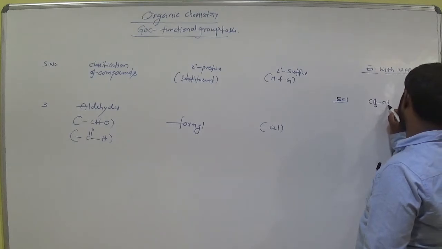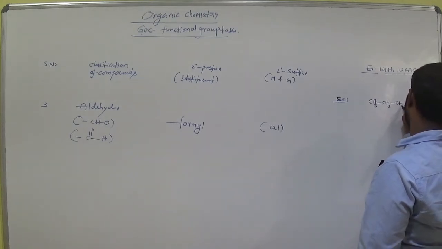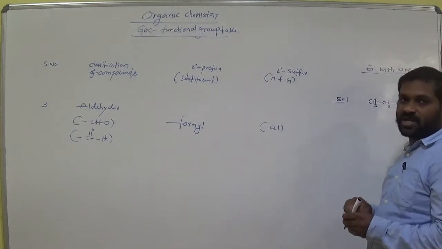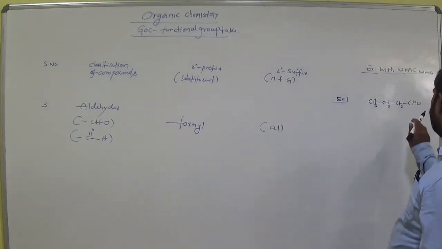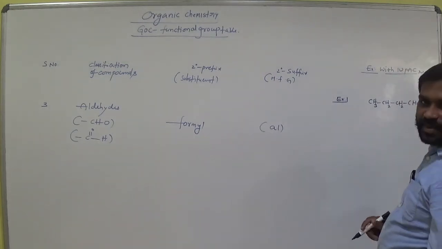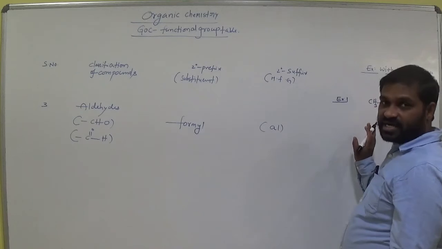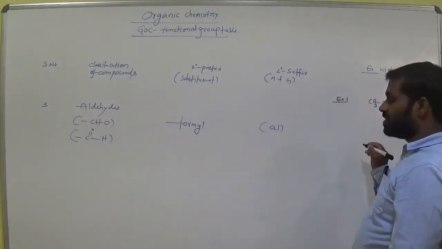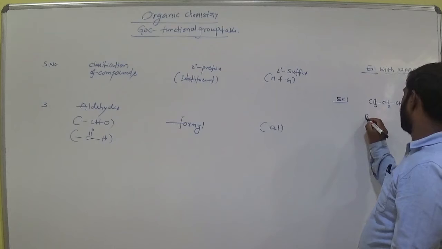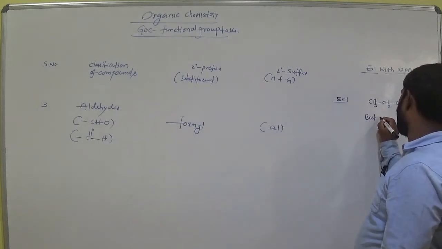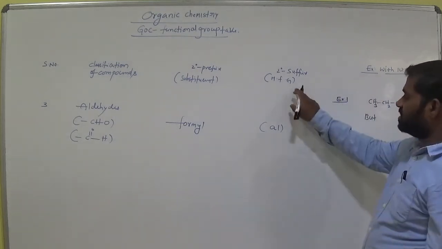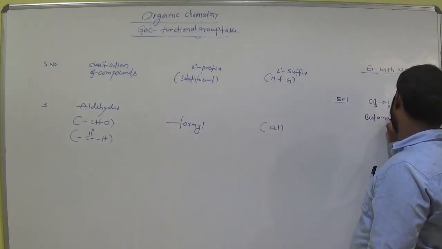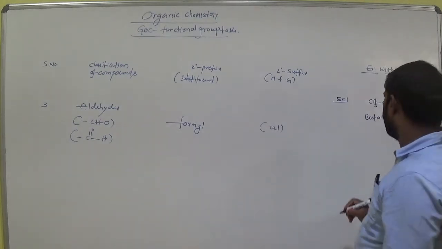CH3 CH2 CH2 CHO. First we have to select the longest chain, am I right? Now here aldehyde is the main functional group. It is not cyclic, there is no substituent, and the root word: we have 4 carbons in the main chain. All are single bonds, and CHO is there, then what is the secondary suffix? -al. So we call it butanal.